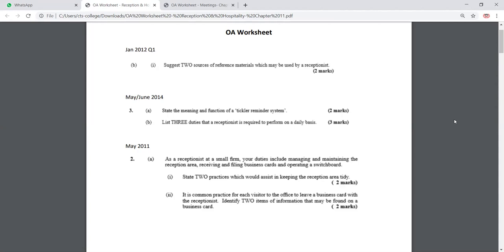Right, we did a chapter on reference materials. See if you all can find it for me and see what two pieces of reference materials you think that the receptionist would use. Let's see who can get that answer first. I want the rest to take a chance and get the answer, then I'm going to call on someone to answer this first part for me. Two sources of reference materials which may be used by a receptionist.